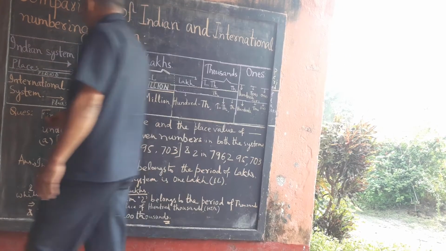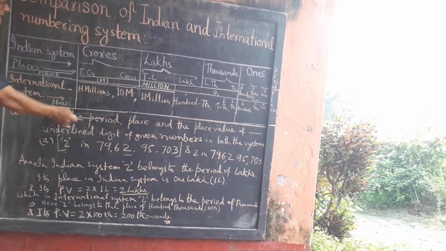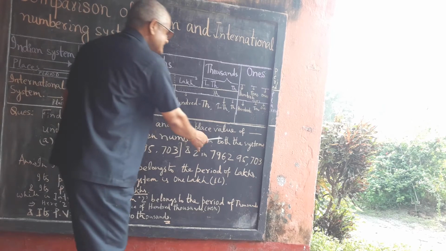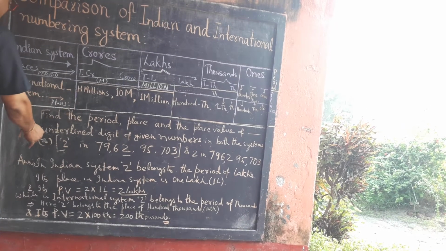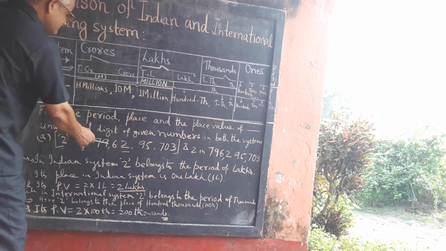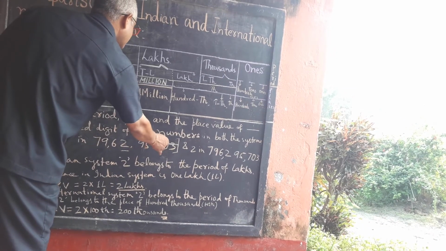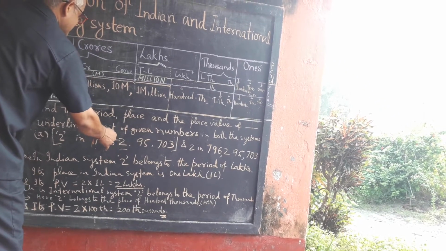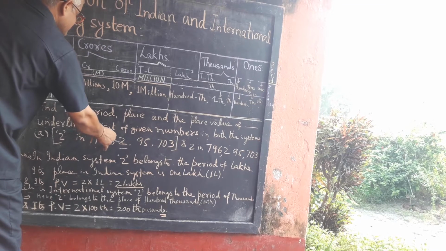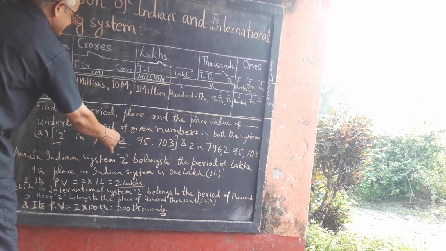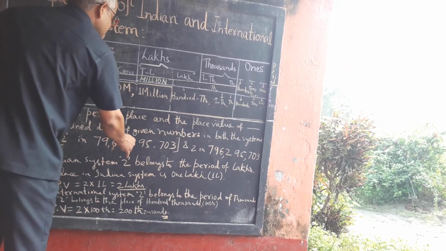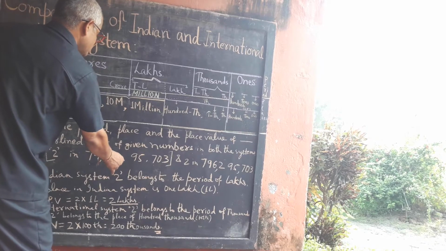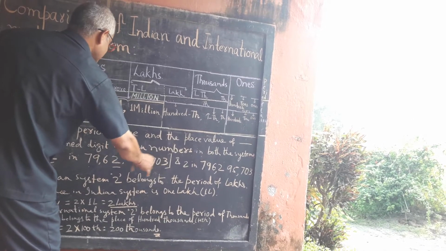So come. Question first. Find the period, place and the place value of underlined digit of given numbers in both the systems. That is question first. The 2 in this number: 1, 10, 100, 1000, 10,000, lakh, 10 lakh. So you can see this 2 is at the place of lakh. In Indian system, it is read as 2,95,703 for this much value.